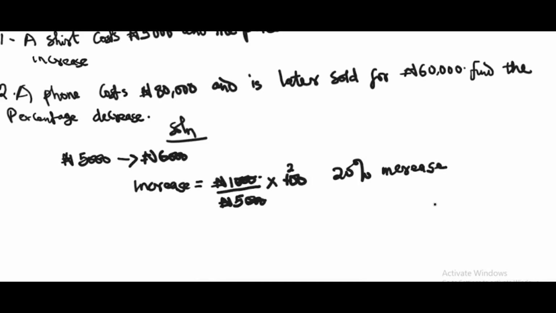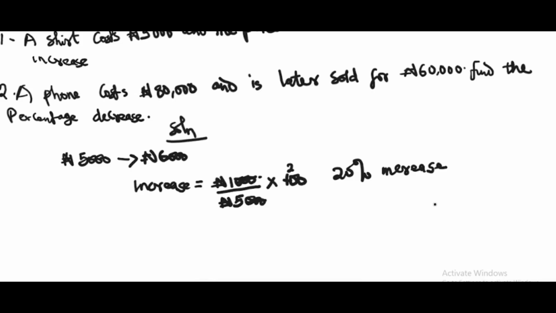Then for the second question, a phone costs 80,000 naira and is later sold for less. So the price moved from 80,000 to 60,000. Did it increase or decrease? It decreased. So even without them telling us that it is percentage decrease, we already know that it will be a decrease, because of the reduction in price. To find that decrease, we subtract. 80,000 minus 60,000 will give us 20,000 naira decrease.